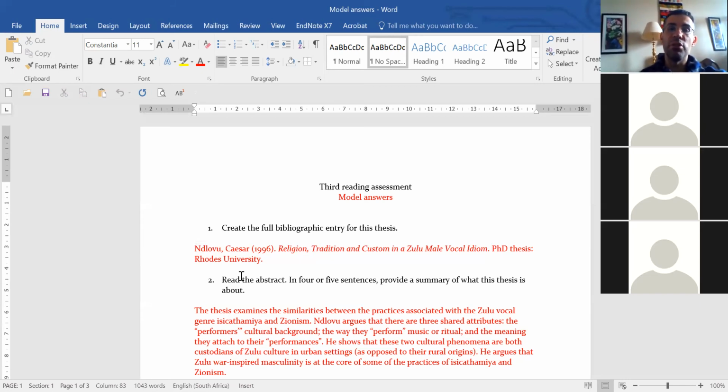Now, for a normal book, we would usually put the city of publication and the publisher, and then it would be the end. But for a thesis, we tell the reader what kind of thesis this is. This is a PhD thesis. Sometimes you get a master's thesis, okay? So this is a PhD thesis. Then you have colon, Rhodes University, the university from which that thesis comes. Full stop. Okay. Any questions so far?